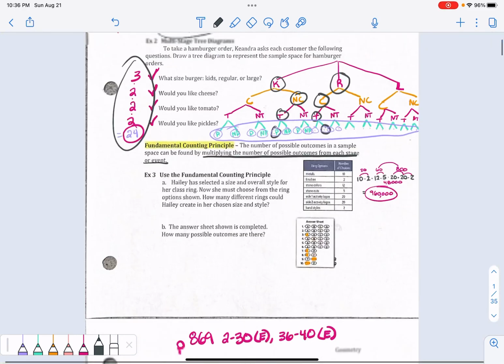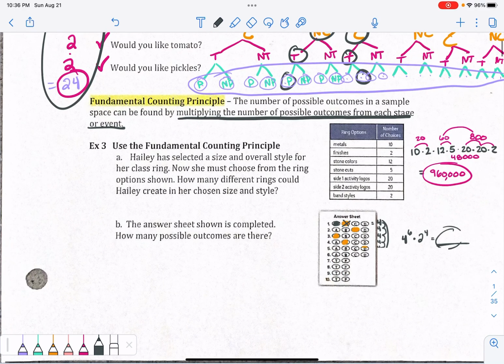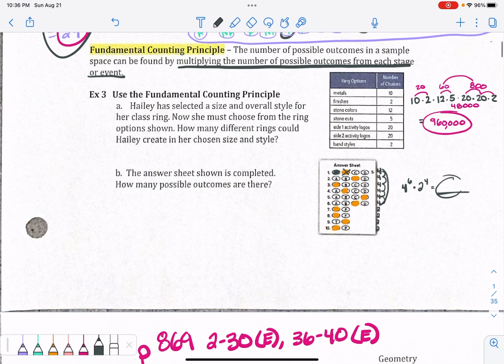And that's all by using the fundamental counting principle. We figure out the number of ways of doing that by multiplying the options together. Okay, I'm going to do one more example. Don't kill me. Here we go.